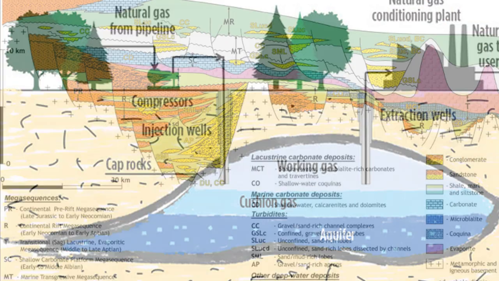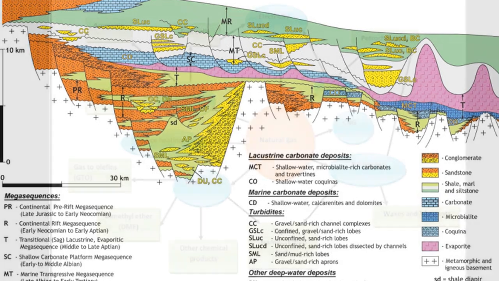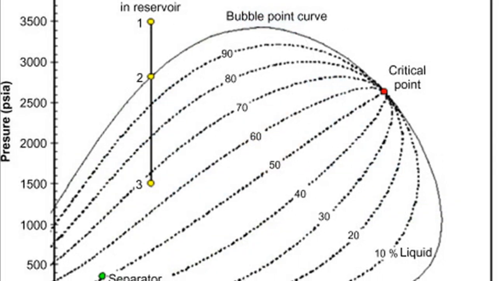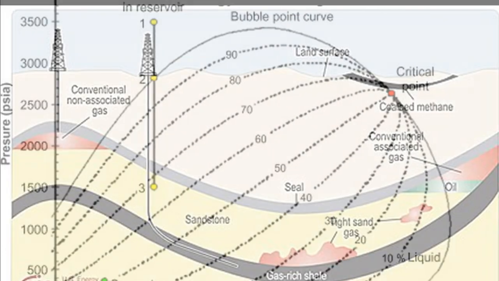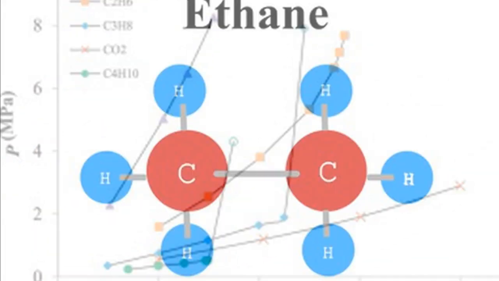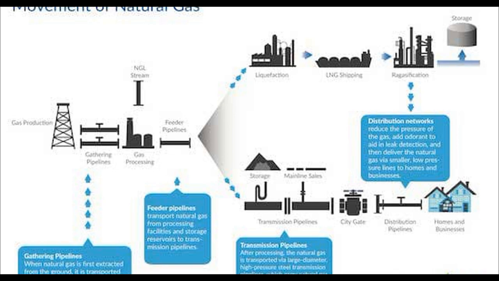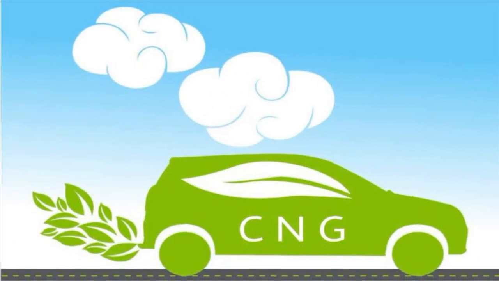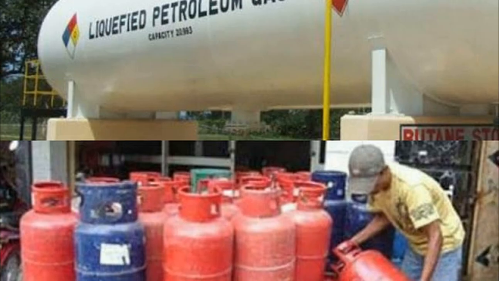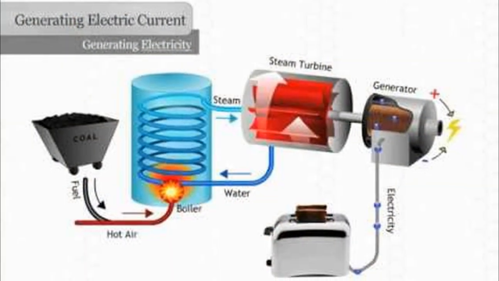Natural gas. It occurs in association with petroleum in the same geological structures. Some fields yield only natural gas. It is a mixture of gaseous hydrocarbons consisting mainly of methane. The other gases include ethane, propane, and butane. Natural gas is used as a transport fuel, that is CNG or compressed natural gas, domestic fuel, LPG or liquefied petroleum gas, and for generating electricity.